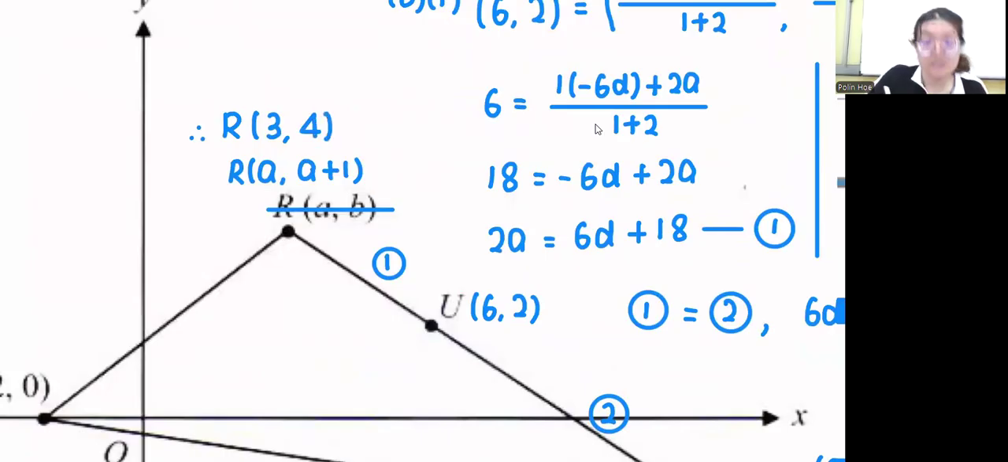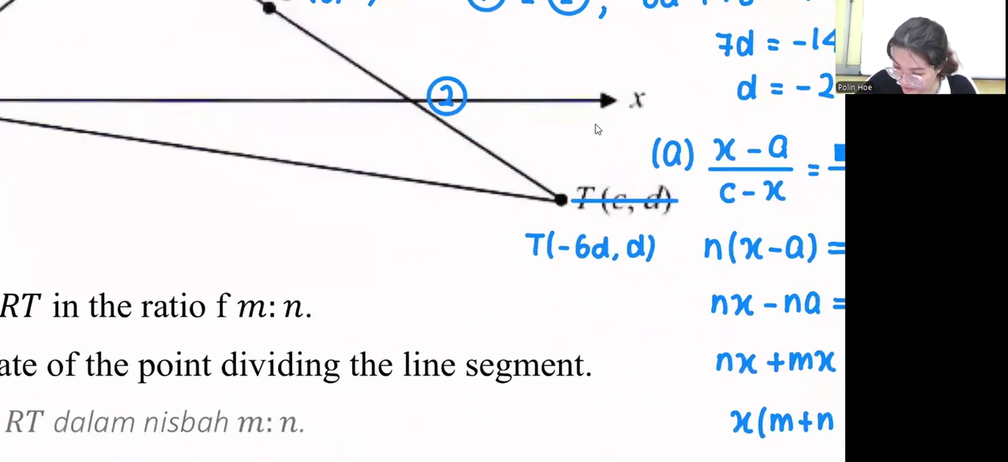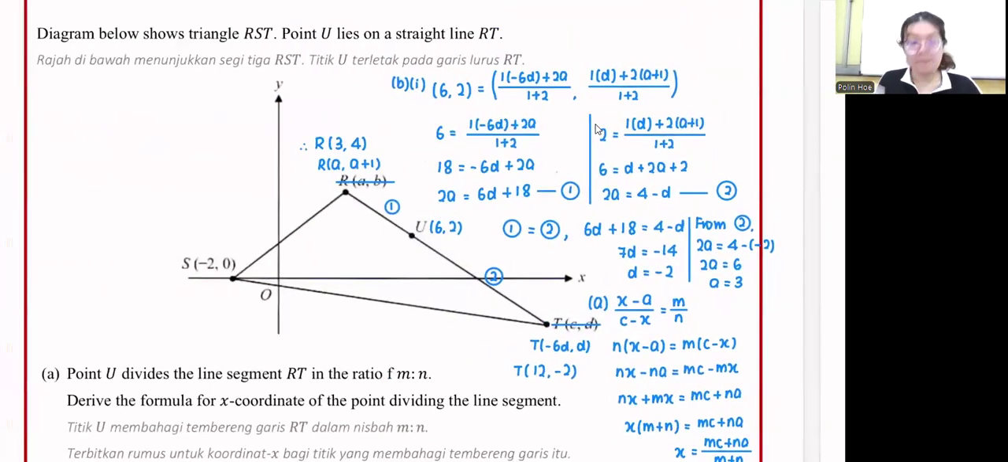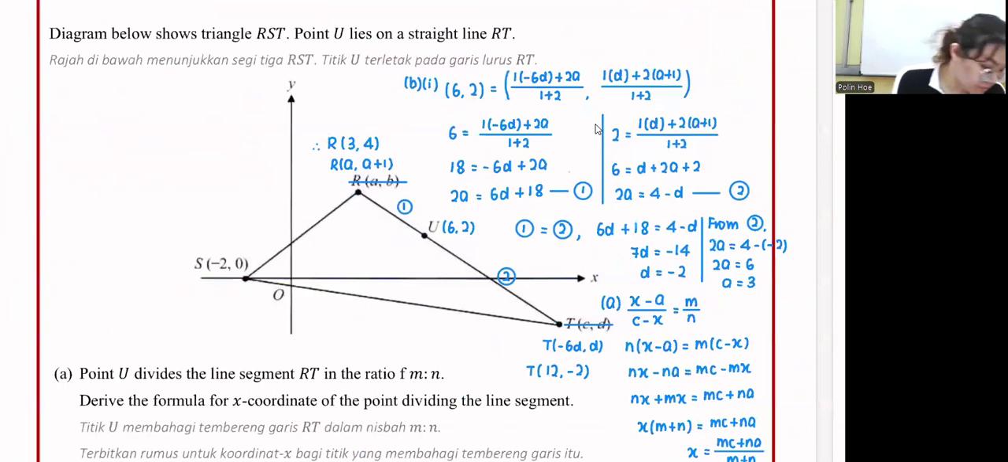Because my a is equal to 3, my point T will be negative 6 multiplied by negative 2. I get 12 and negative 2. I settle my B part 1. Okay, so this is my B part 1.